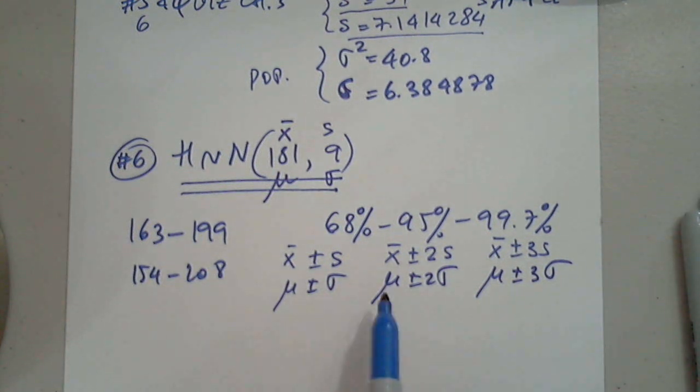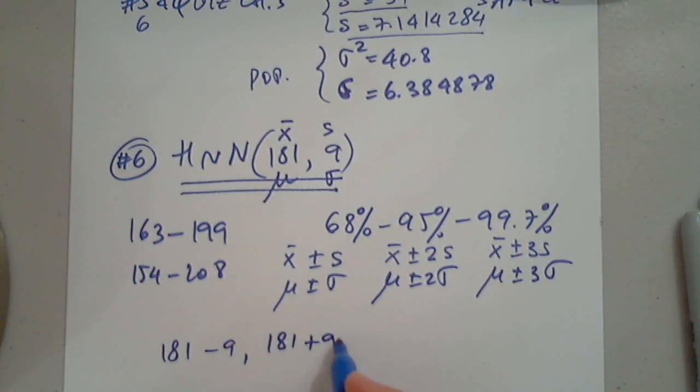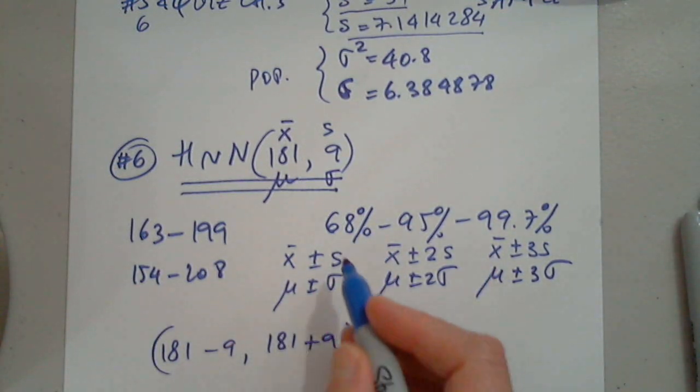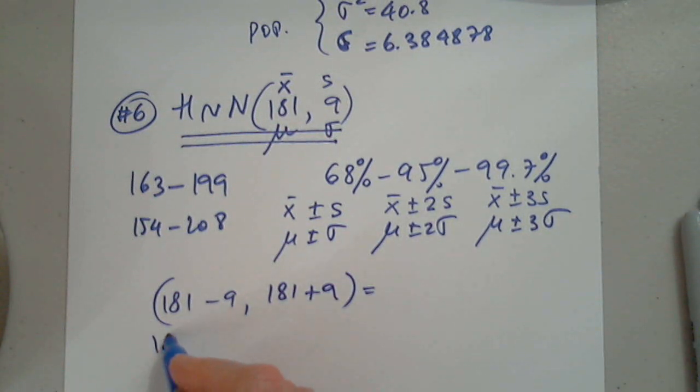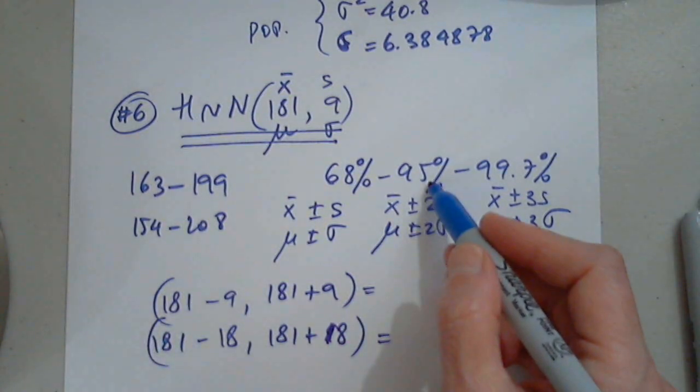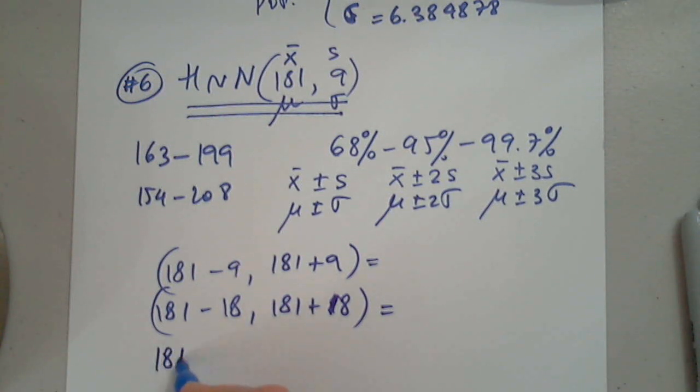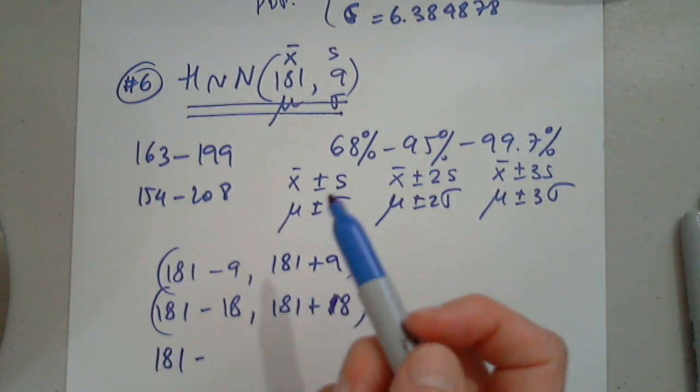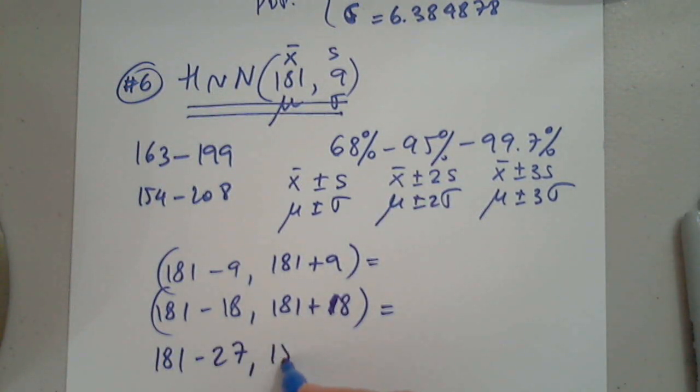Okay, so now I have to calculate. I have 181 minus 9, 181 plus 9. That will be the interval for 68%. 181 minus 2 times 9 and 181 plus 2 times 9, 18, will be the 95%. And then 181 minus 3 times 9, which is 27, and 181 plus 27 will be the last one.